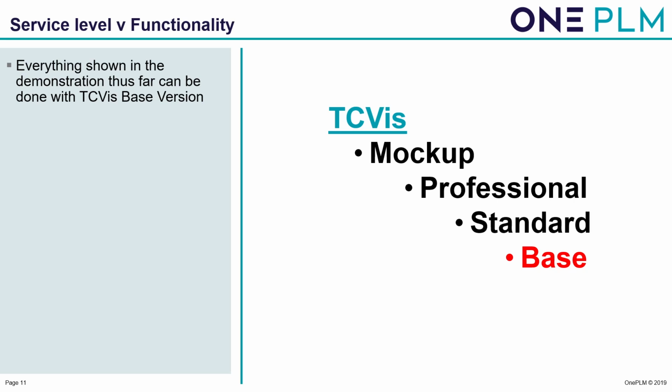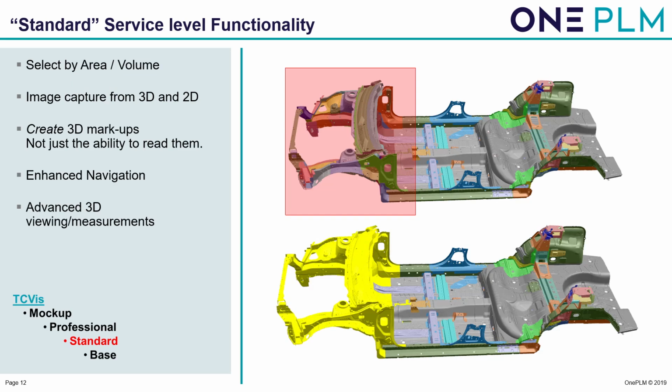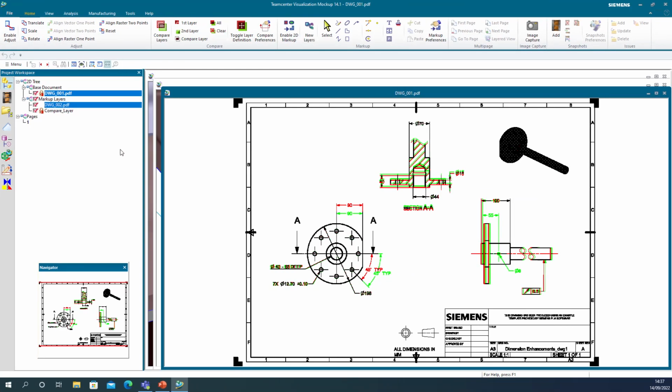Now, all of the analysis demonstrated so far has been done from scratch using tools that are available in the base surface level of Teamcenter Visualization. Each higher surface level has increased tools and functionality. For instance, from the standard service level, we have the ability to create 3D markups, capture an image from the viewing window, and to select parts by area. Let's talk about the select by area.